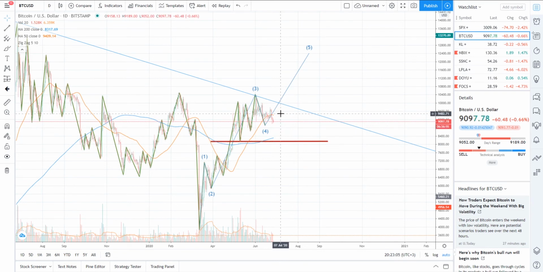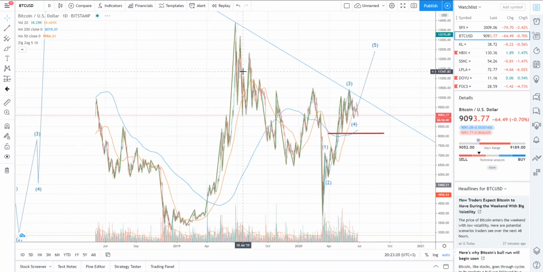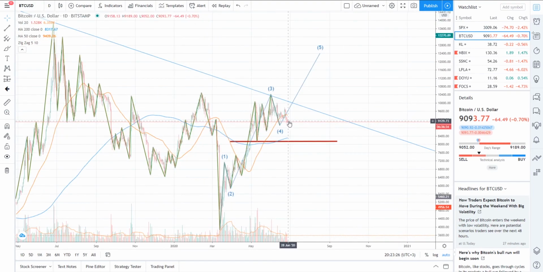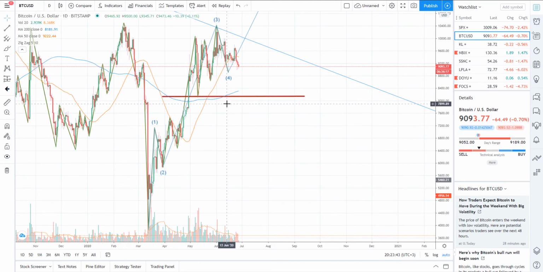But if this is the correct analysis, we can see Bitcoin going to 12,000. But again, we have a few more supports, and this declining trend line. If Bitcoin manages to break this one, probably it will go to 12,000. Again, if it breaks below this line, which is the 8,000 part, probably we have to recalculate our theory and see what went wrong and what we have to do from there.